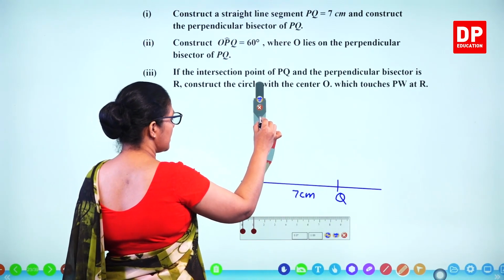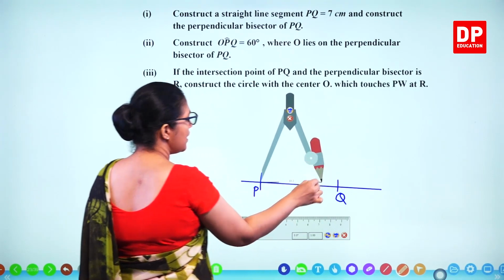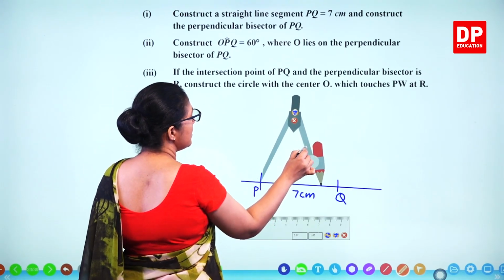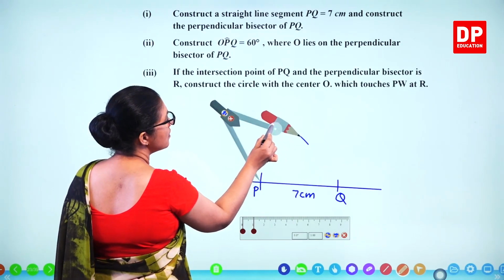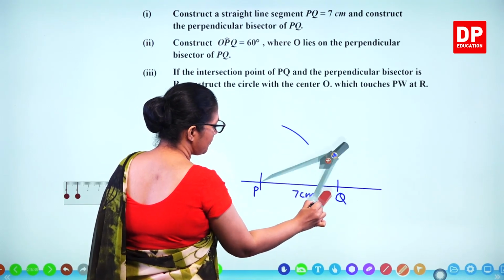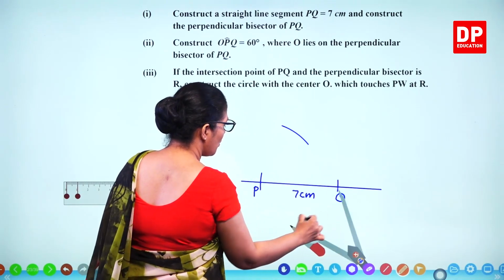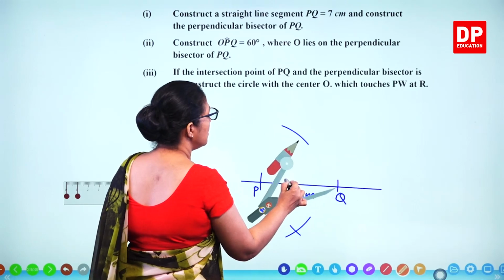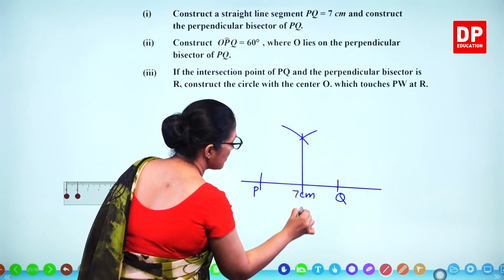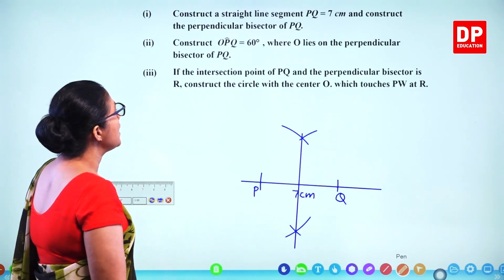So we'll take any distance, but you have to take more than half of PQ. Take any length. You can draw an arc above and below. Do the same thing, keeping the compass on point Q. Here and here. Now we can draw the perpendicular bisector. This is the perpendicular bisector of PQ.